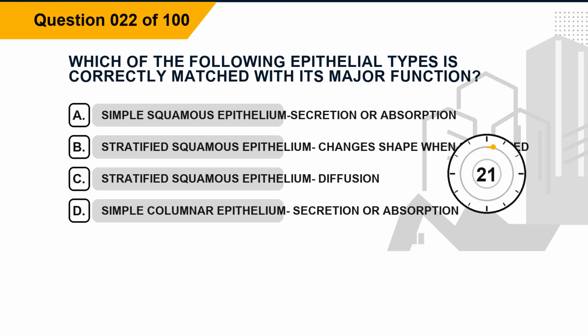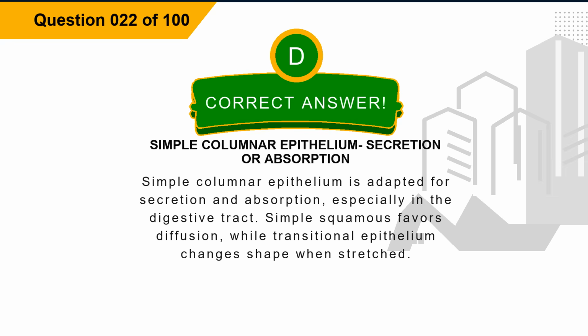Question 22. Which of the following epithelial types is correctly matched with its major function? Option A, simple squamous epithelium, secretion or absorption. Option B, stratified squamous epithelium, changes shape when stretched. Option C, stratified squamous epithelium, diffusion. Option D, simple columnar epithelium, secretion or absorption. The correct answer is option D, simple columnar epithelium, secretion or absorption.